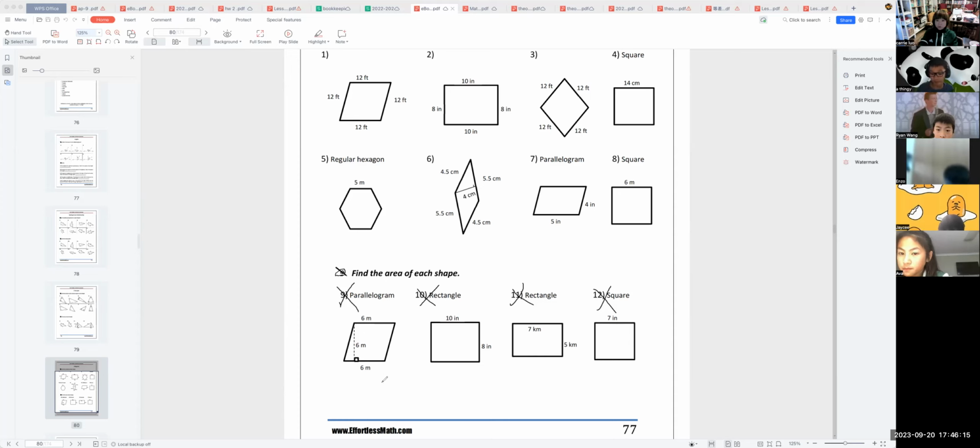Okay, so everybody, the first one, Ava, 6 times 6 equals 36 meters squared, right? I have received Athene. And Enzo, next one, 10 times 8 equals 80 inches squared.